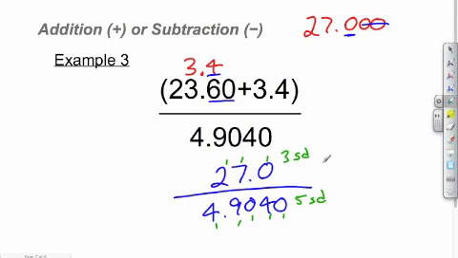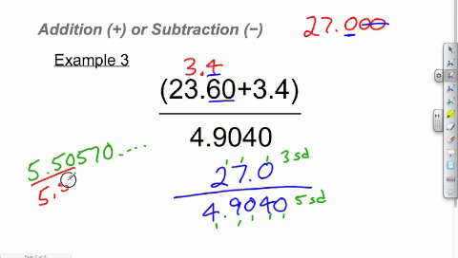When I punch this into the calculator, 27.0 divided by 4.9040, my calculator spits out an answer of 5.50570 and some change. Alright, now that needs to be rounded to 3 significant digits. So using the rounding rules, here are my first 3 significant digits. I look here at this fourth. Will that 5 round up? Yes, it will. So I get 5.51.